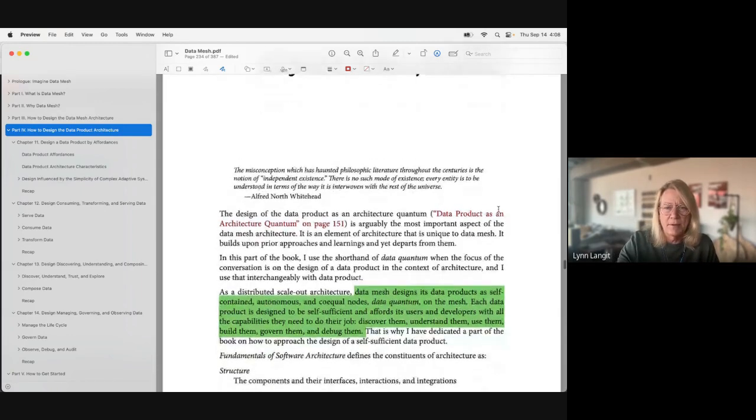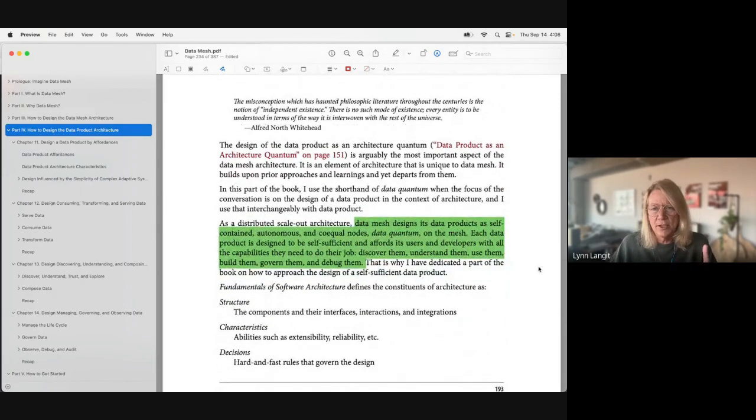So she's saying basically DataMesh has data products that are self-contained, autonomous, and co-equal nodes, data quantum on the mesh. Each data product is designed to be self-sufficient, affords its users and developers all the capabilities they need to do their job: discover, understand, use, build, govern, and debug. And that's a very fundamental principle of any data solution that is so often overlooked. So I don't know what you think about this sort of thinking, Matt, if you think this is necessary or.